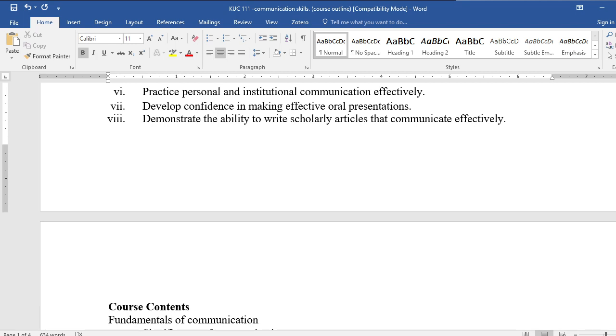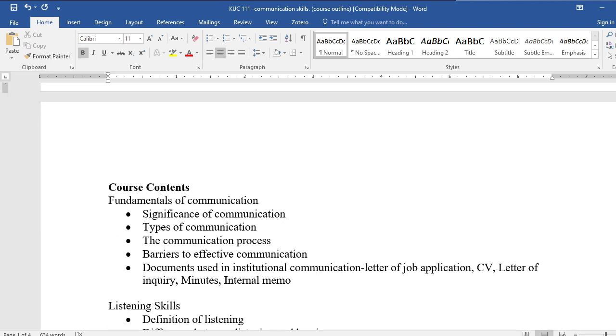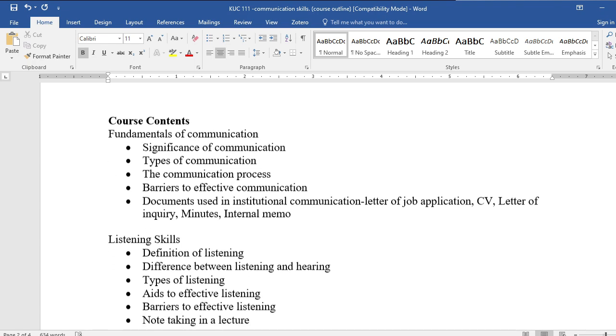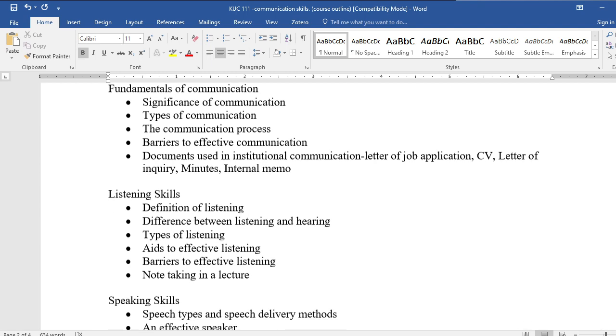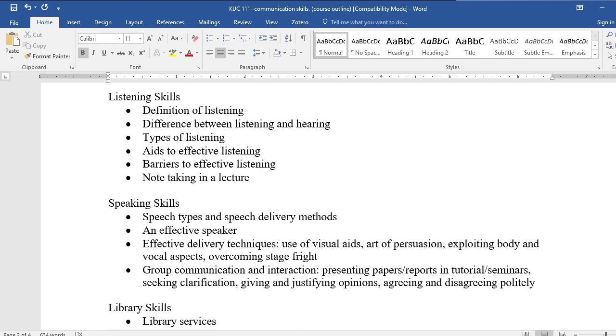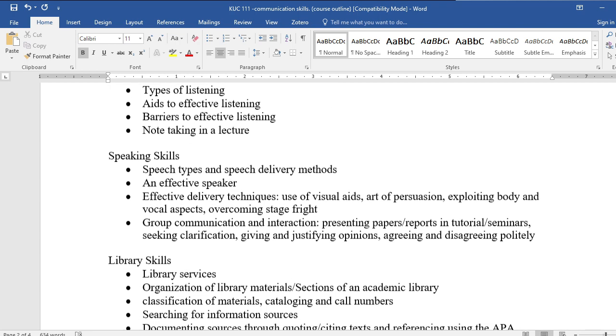Now, this course has its contents which are organized as follows. Our topic 1 will be fundamentals of communication. We'll strive to understand the significance of communication, types of communication, the communication process and barriers to it, and also we'll look at institutional communication, which you're likely to come across in the course of your studies. Topic 2 will look at listening skills. That will include the definition of listening. We'll strive to differentiate between listening and hearing, types of listening. We'll look at aids to effective listening and the barriers that you may come across, and we'll finish that off with note-taking in a lecture.